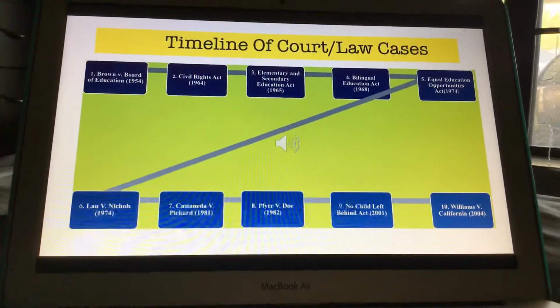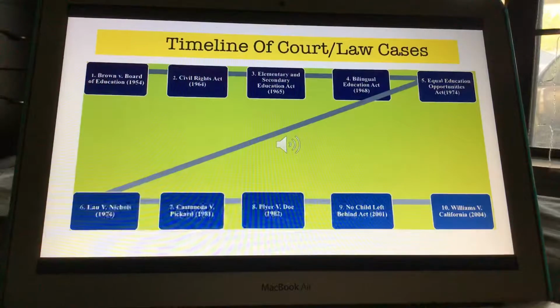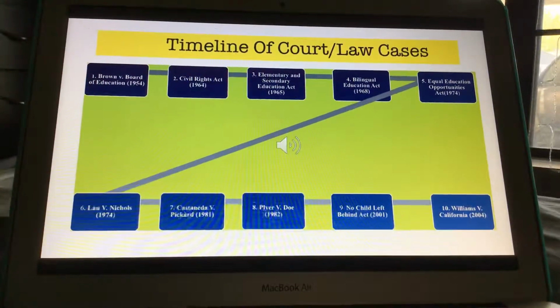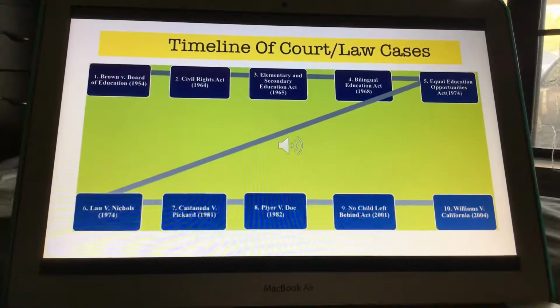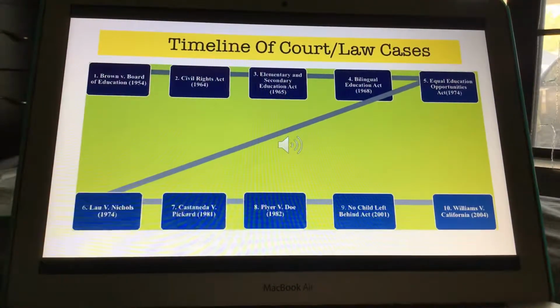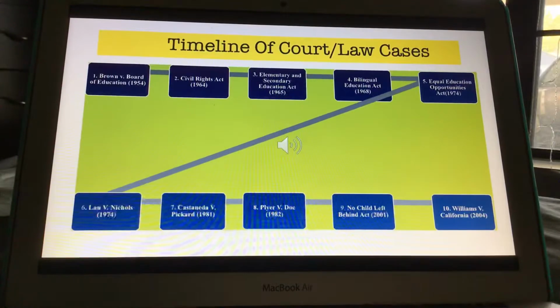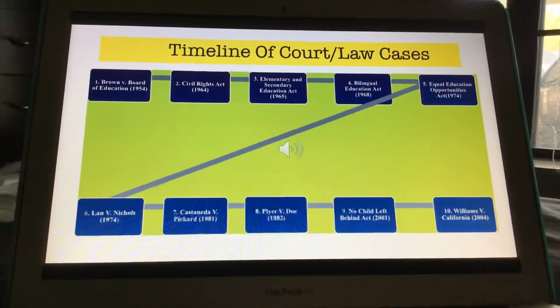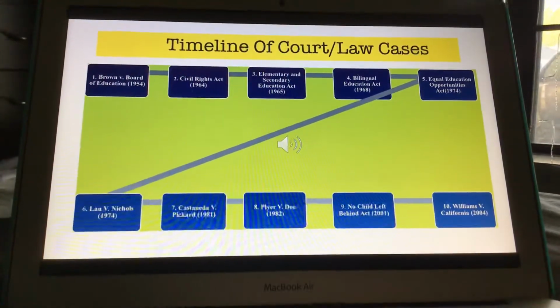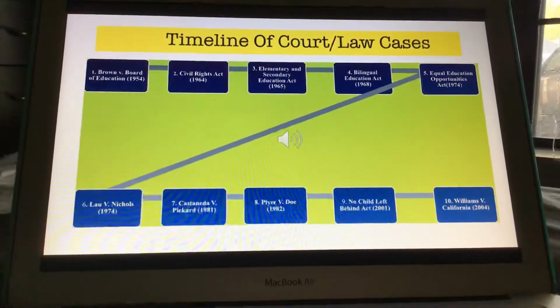The sixth one is Lau v. Nichols of 1974. The seventh one is Casadena v. Pickard in 1981. The eighth one is Plyer v. Doe in 1982. The ninth one is No Child Left Behind Act in 2001. And finally, the 10th one is Williams v. California in 2004.